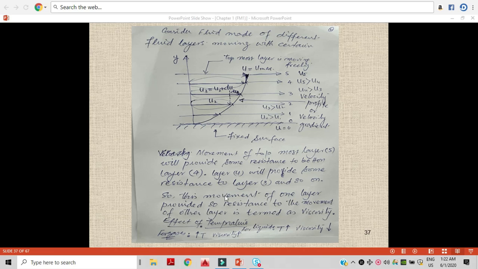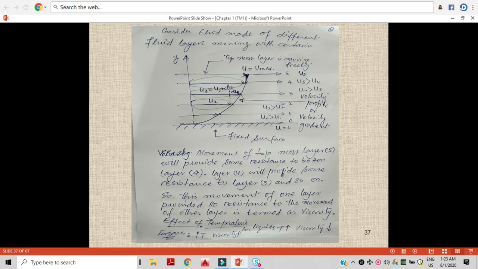Temperature has an effect on viscosity. In liquids, if you increase the temperature, the viscosity will decrease, and in gases, if you increase the temperature, the viscosity will increase. We will see that in the later part. But here we are saying that because there is a relative velocity between the two layers of the fluid, they are trying to stop each other. Because of that, there is a phenomenon which is termed as viscosity.